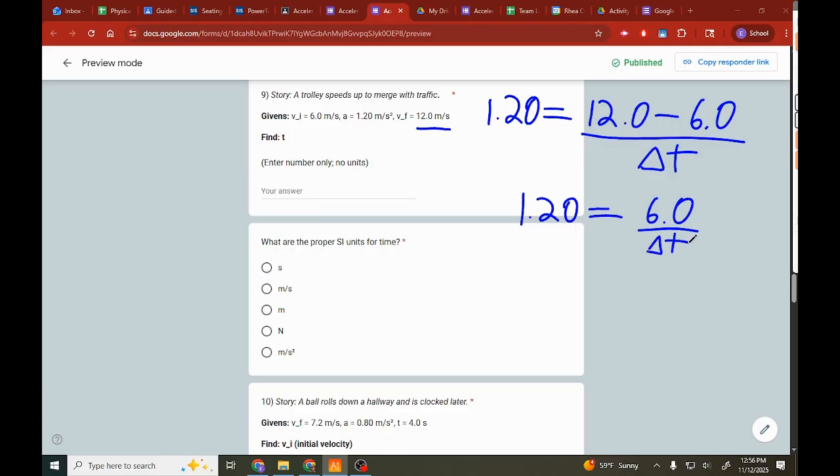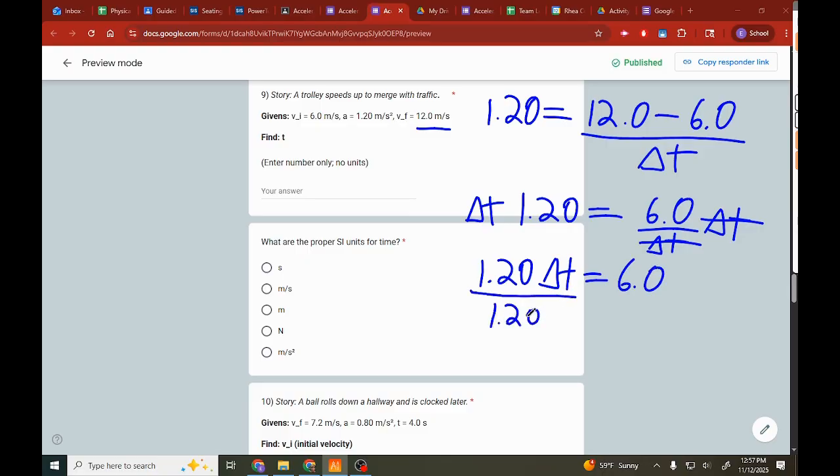Then this t is on the bottom of a fraction, so the first thing I gotta do, multiply everything by t to get it out from under there. Now it's up here on the left side. 1.2 times t is equal to 6. And then to get t truly by itself, we'll divide 1.20 from both sides. 6 divided by 1.2 gives us 5.